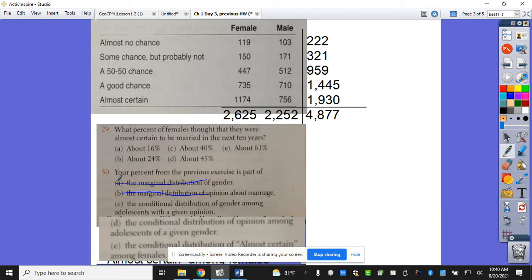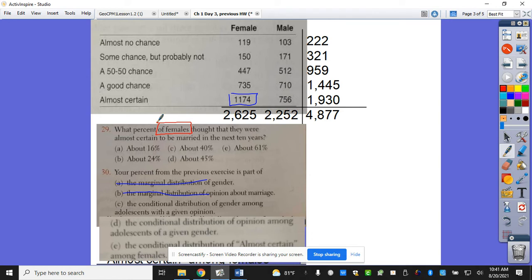What is the given condition? Is the given condition the females or the certain to be married? I'm trying to think about the way I want to ask this. We know that we're dealing with this box right there, right? So I'm either doing this one this way, or I'm doing this one this way, and I have to decide based on the wording. I'm saying that I'm dealing with the condition that they are females.